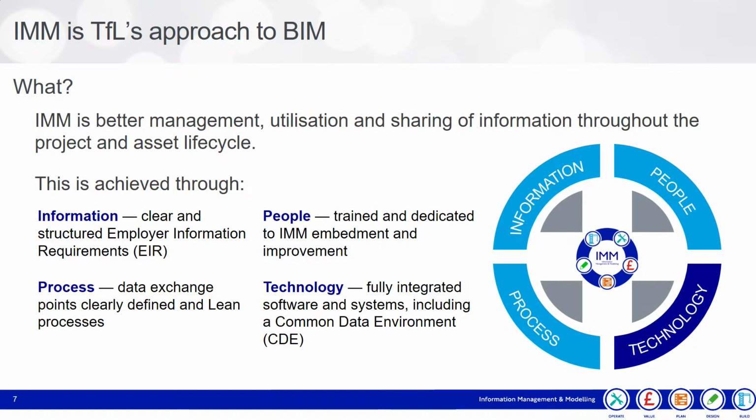So, what is IMM? IMM is better management, utilisation, and sharing of information throughout the project and asset lifecycle. It is also TfL's approach to BIM. As shown by the diagram, IMM is made up of 4 key components: technology, people, information requirements, and processes. The technology component is highlighted and is the main focus of this presentation. This includes fully integrated software and systems, including the CDE. However, as the picture shows, all 4 components are essential to the successful delivery of the programme.